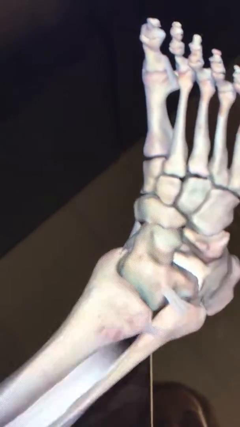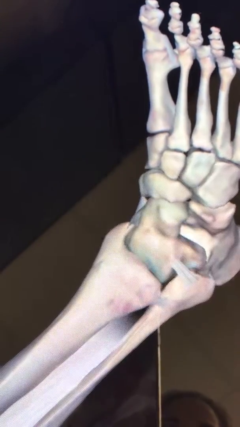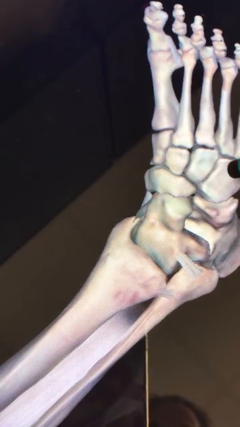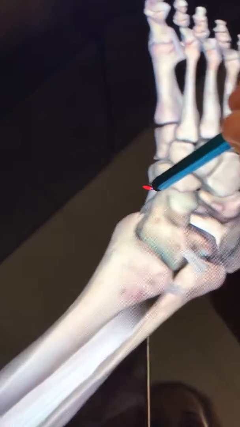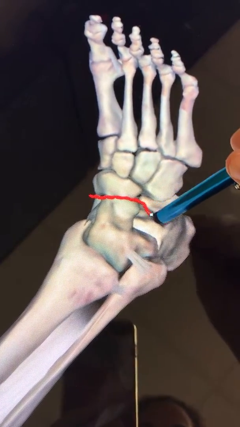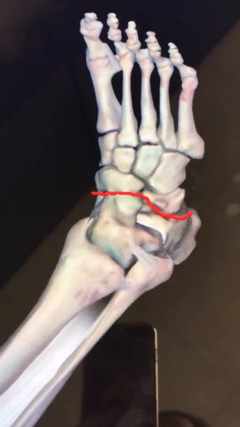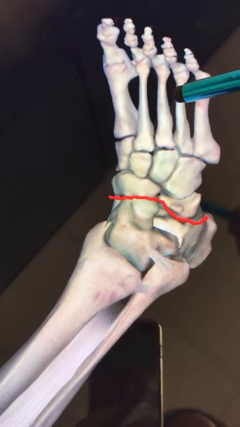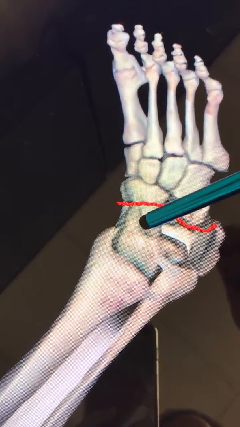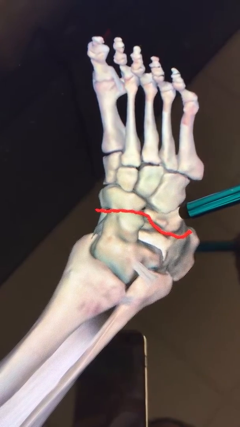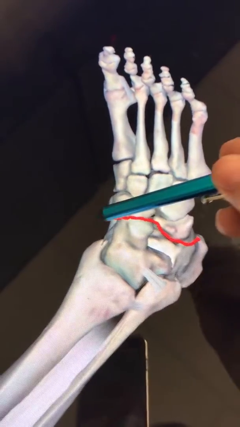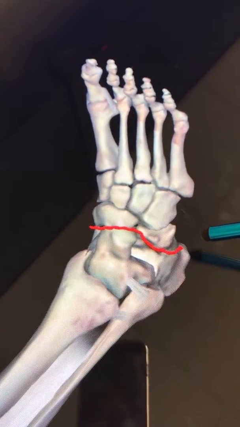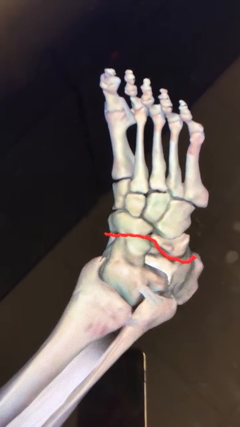Let me go ahead and grab my pen function. I'm going to point out to you the transverse tarsal joint. So that's, I'm going to draw this here. Okay, that's the transverse tarsal joint. So you can see it's where the navicular and talus articulate, as well as where the cuboid and calcaneus articulate. So a combination of those articulation points creates the transverse tarsal joint.